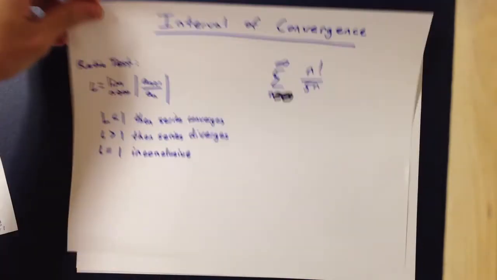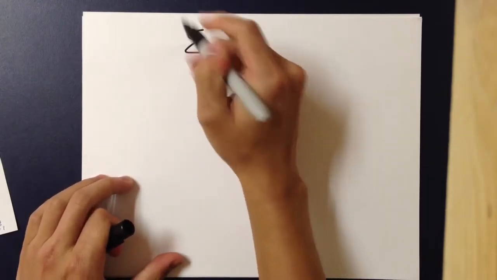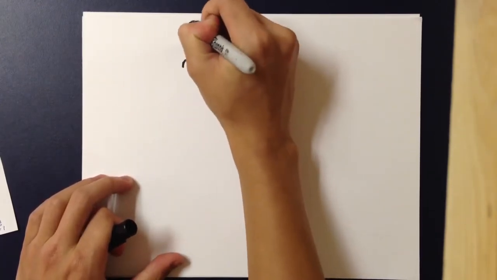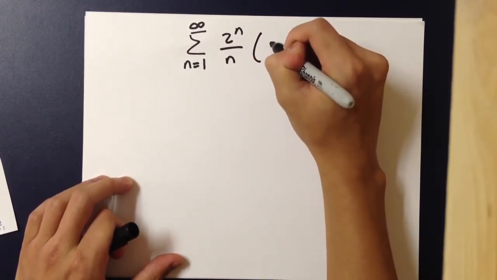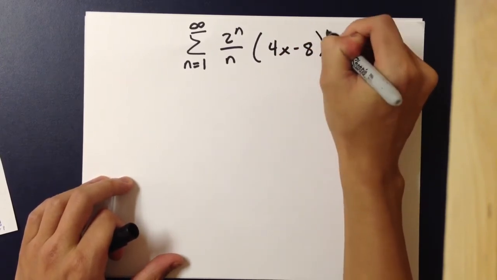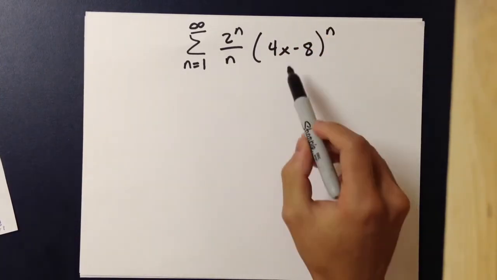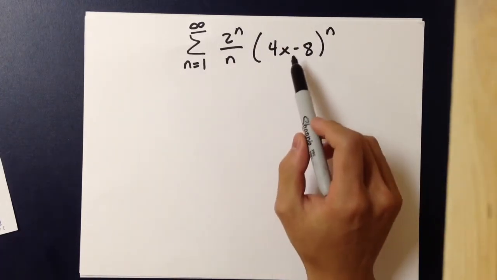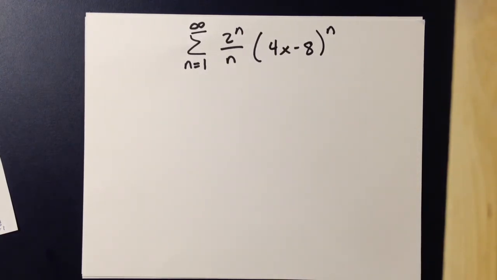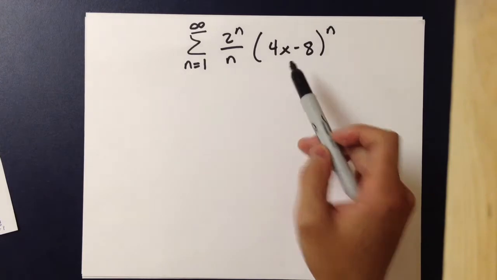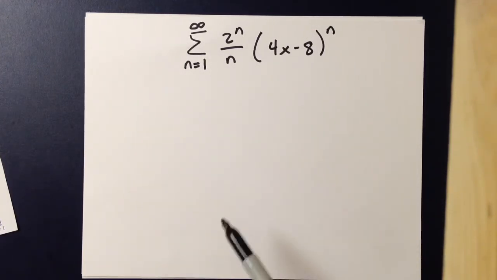But then the question for, let's just say, the summation from n equals 1 to infinity of 2 to the n over n times (4x minus 8) to the n, it's a different story, mainly because this summation has x. And so the question is not whether or not this converges, but at what values of x does it converge? And that set of values of x is called the interval of convergence. So to solve this, we still use the ratio test.